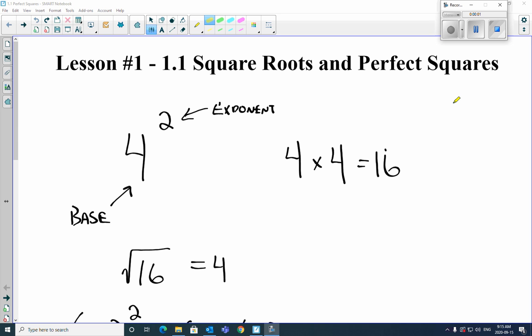Okay, today we're doing 1.1 square roots and perfect squares. As you will start off here, you can see that we got a power here. The big number on the bottom is known as the base, and the little number up the top is known as the exponent. So you can say like 4 to the 2 or 4 squared. What that means, it doesn't mean 4 times 2. It means 4 times 4. It's whatever the base is times itself however number of times. So we can see that's 16.